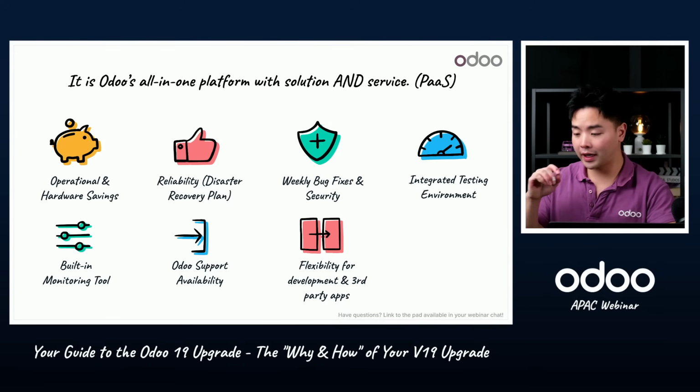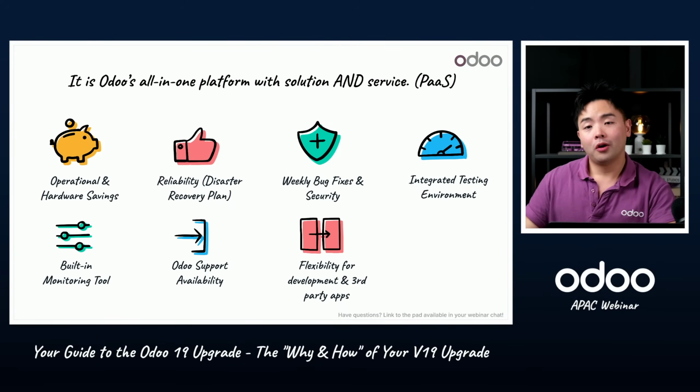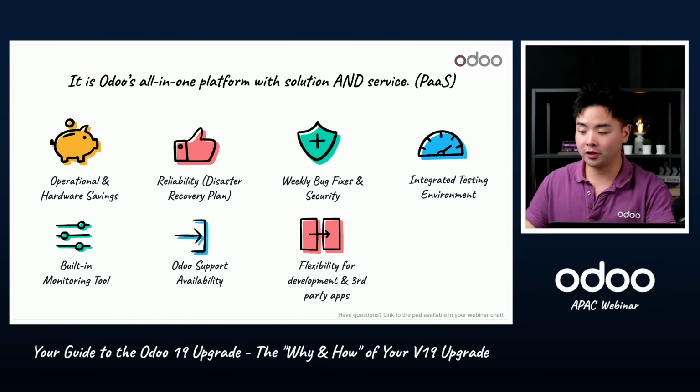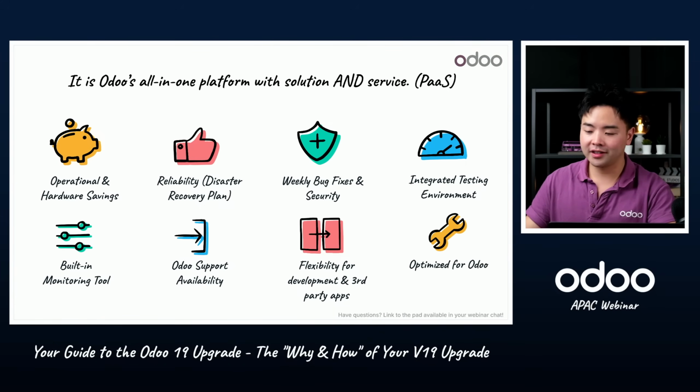Flexibility for development and third-party apps. Odoo SH is the next step up from regular Odoo Online. And this is why it also retains the same flexibility for developments, so that when you have integrations, customizations, and third-party apps, it can handle all of that. And finally, no additional configurations needed to host your Odoo system on this platform. In fact, not only was it made for Odoo, it was optimized for Odoo.